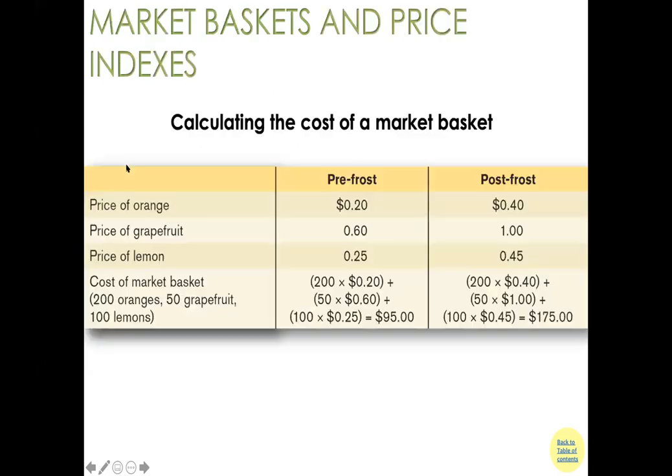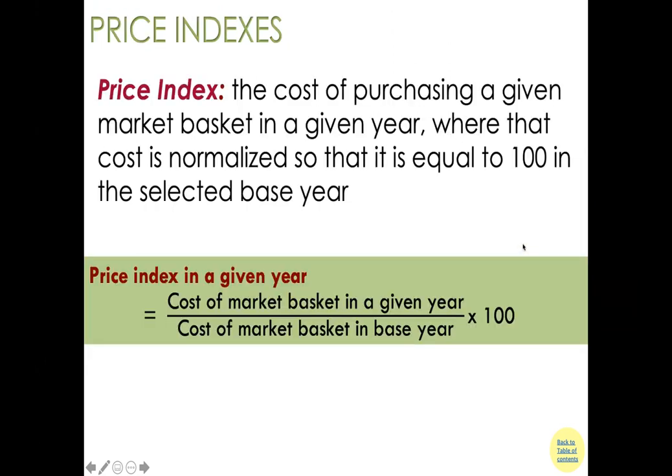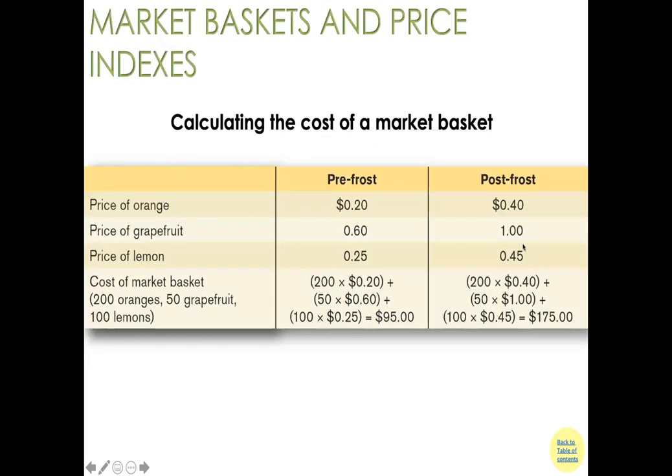Sorry. So for post-frost, we use this 200 times the price here, 50 times the price here, and 100 times the price here. Okay. Now we can find out the cost of this basket at the two different time periods. Okay, we end up with 95 versus 175. This is the first step.